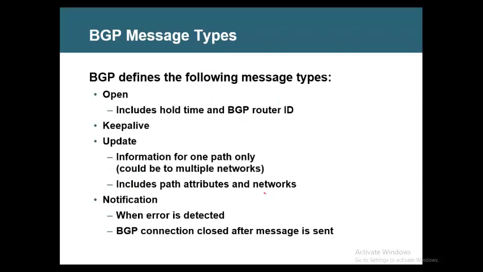BGP also has four different types of messages. The open message is sent immediately after the successful TCP three-way handshake. In the open message, the hold timer, which is 180 seconds, and the router ID of the router are sent. BGP also picks the router ID from the loopback interface, like OSPF. If there is no loopback interface, it takes the biggest IP address from the physical interfaces. Now, after establishing the neighbor, keepalives are sent every 60 seconds. Updates are sent whenever there is a change in the attribute. Notifications are sent whenever an error is detected in the path which is already there.